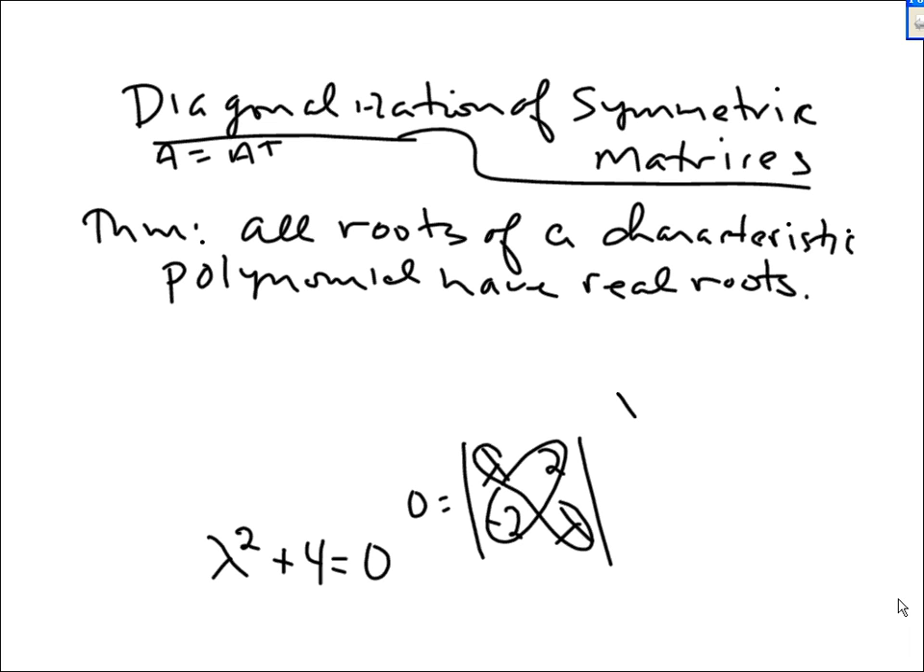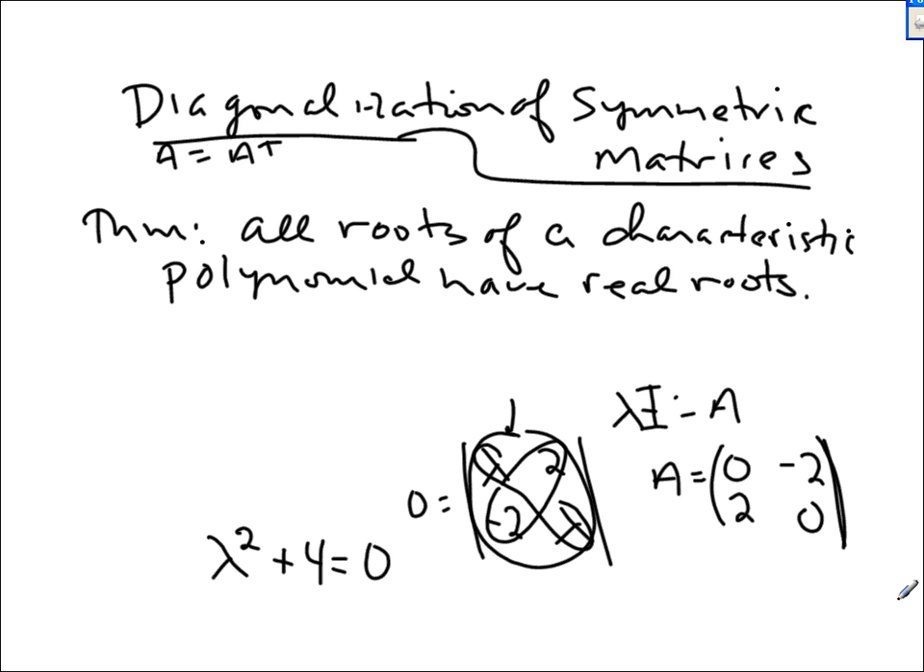And if we got this determinant from lambda I minus A, I can tell you what A is. A is going to be 0, negative 2, positive 2, and 0. Because when I take this away from lambda, I'll get this matrix. Okay, so there's a matrix. It's not symmetric, but there's a matrix whose characteristic polynomial is this.